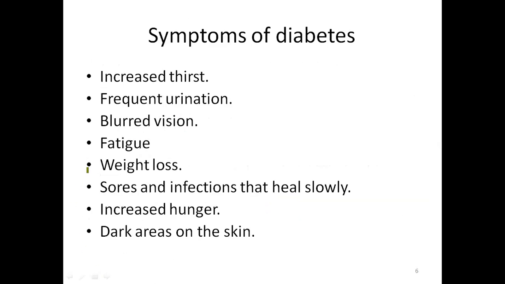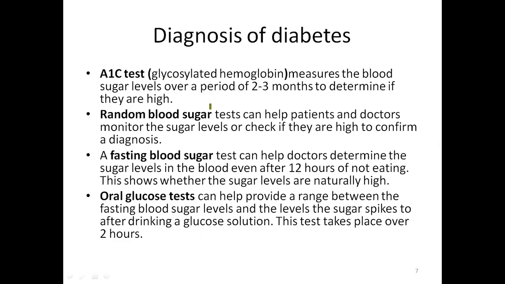Now, how does one recognize that a person may be suffering from diabetes mellitus, or in fact, what are the symptoms? So these are the symptoms: increased thirst, very frequent urination, blurred vision, fatigue, weight loss, sores and infections that heal very, very slowly. Before they used to heal very fast, now it becomes very slow, and increased hunger and darkness on the skin. These are the symptoms of diabetes mellitus.